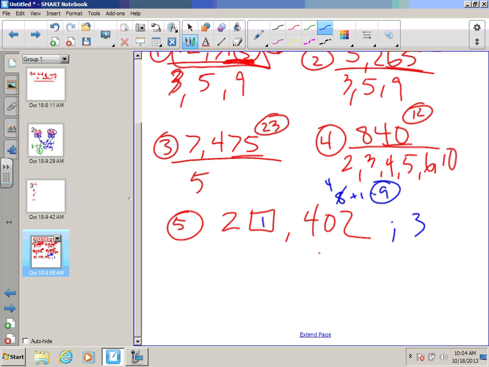So test it for 3. What's the sum of the digits? 3 plus 4 is 7, plus 1, plus 1 is 9. Is 9 divisible by 3? Yeah, so it's divisible by 3. It's actually 53. 53 is actually your prime number there.